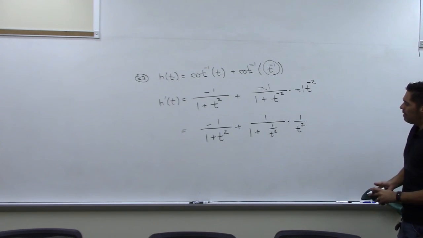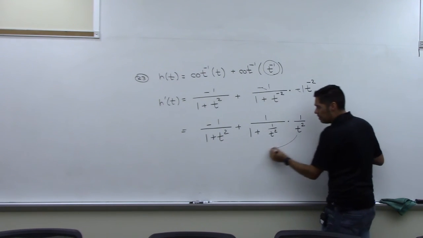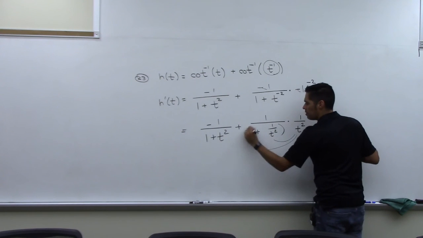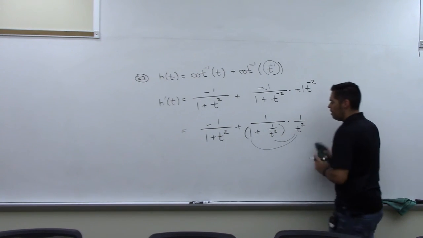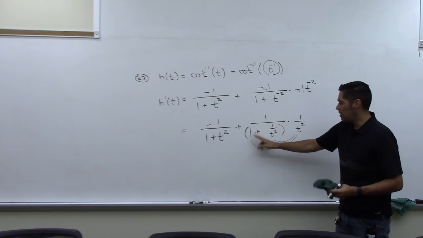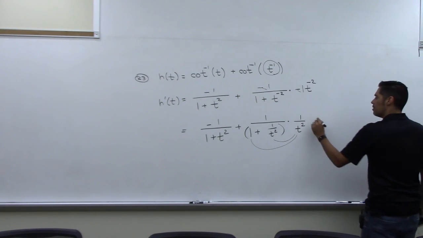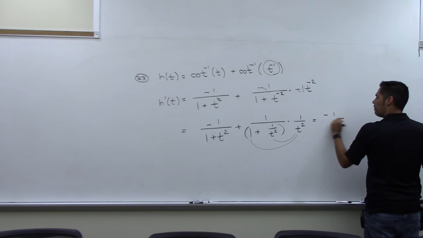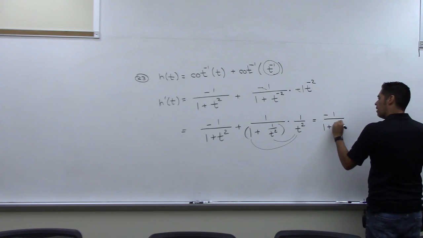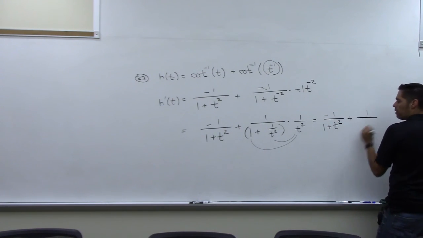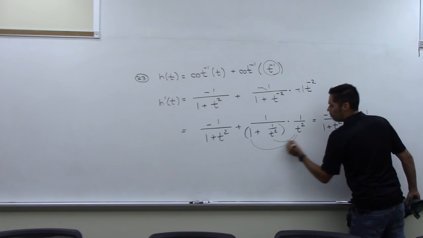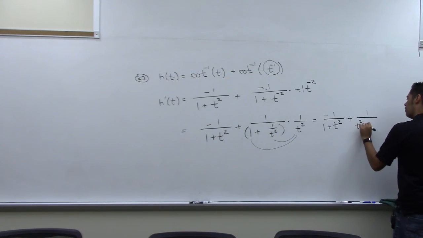So what I'm going to do now is distribute this t squared through both those terms on the bottom. I'm going to multiply it through. When I do t squared times 1, I get t squared. When I do t squared times 1 over t squared, I get 1. So I get negative 1 up front, 1 plus t squared, plus 1 over, and again, that's t squared plus 1, t squared plus 1.